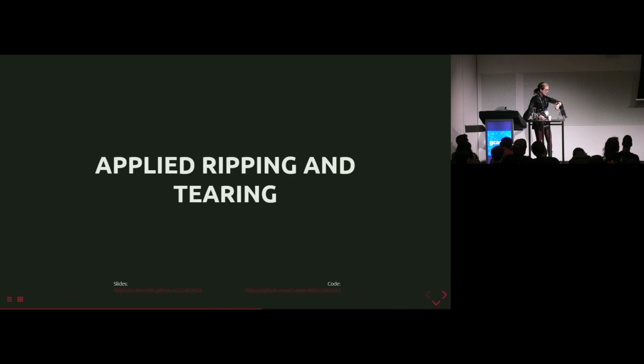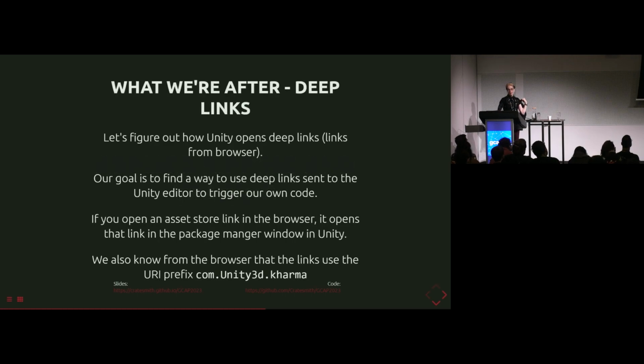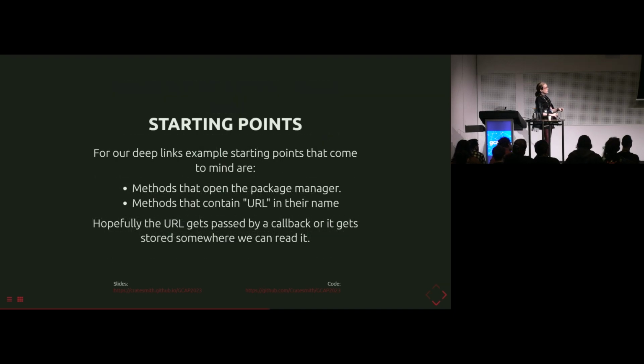Let's do it. We're just hitting half time. Let's actually do some ripping and tearing. All right, so we want deep links. We want to be able to click a link in the browser and do something in the Unity editor for this. Our goal is to figure out how Unity already does this because the Package Manager window automatically opens to the right asset when you click an Asset Store link. So we know it's possible. We also know from the browser that they use the URL prefix, which is com.unity3d.kharma. So we've got some starting points.